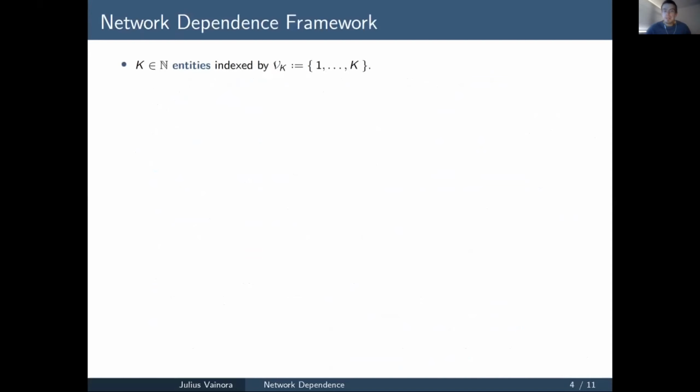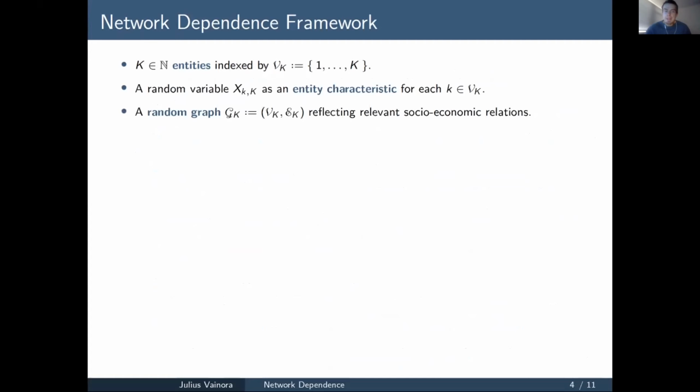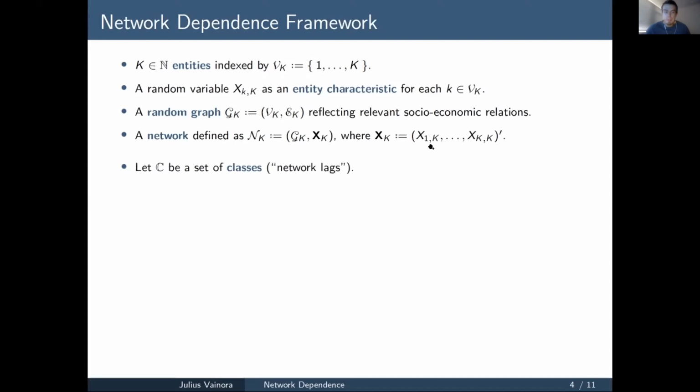Consider K entities indexed by the set V_K from 1 to K. Each entity is given a random variable x_k, x small k for the entity and capital K for the size of the network. Those I call entity characteristics. So those are single random variables. Then those entities are assumed to live on a random graph, G_K, which consists of a set of vertices, which is the same as here, and a random set of edges. And then the network is defined as a pair of the random graph where the entities live and a vector of those characteristics for the entities.